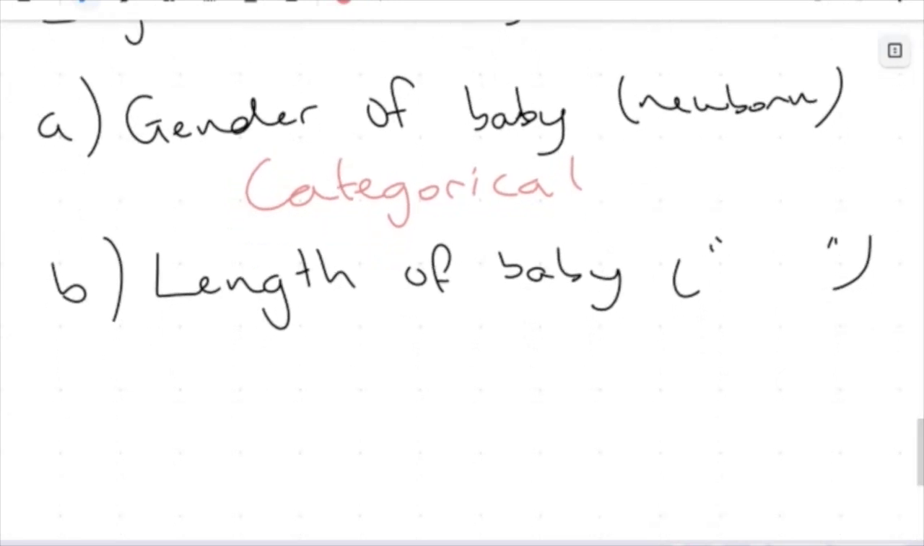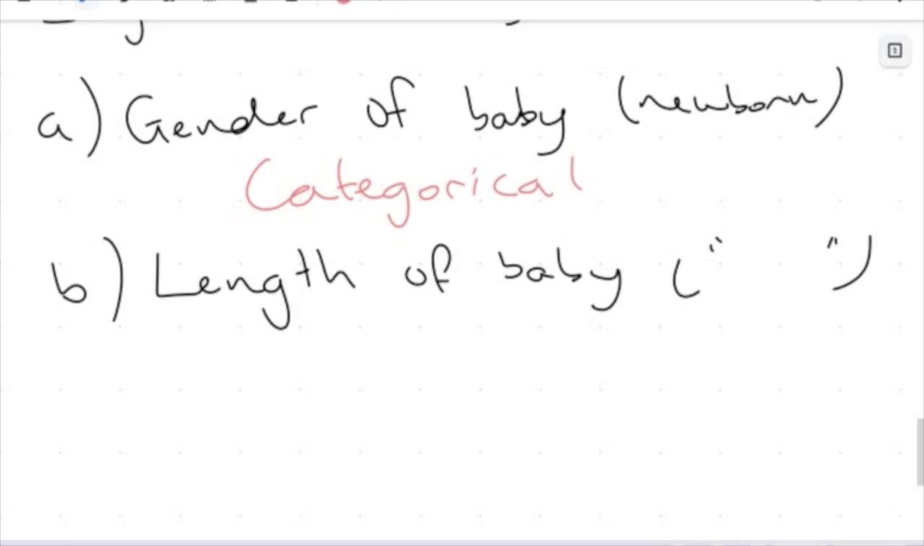See, not too bad. The first question we want to ask when classifying any data: are there numbers involved? We're talking about gender, there are no numbers involved. We can go straight into ruling out numerical and classifying this as categorical.